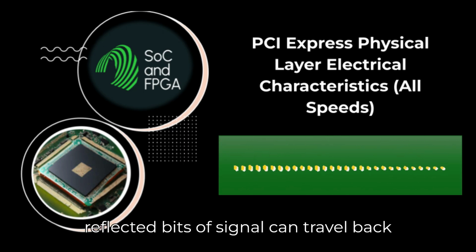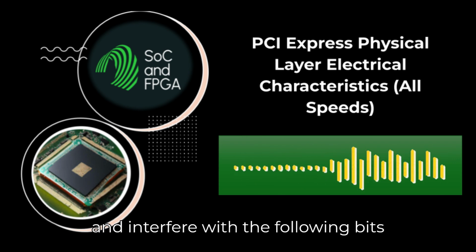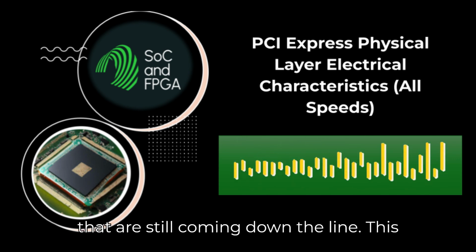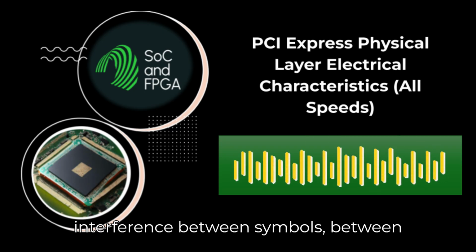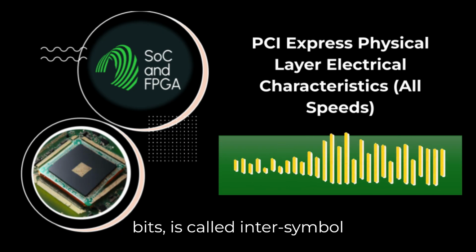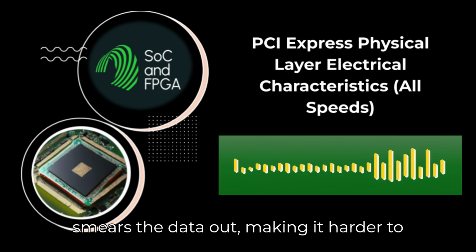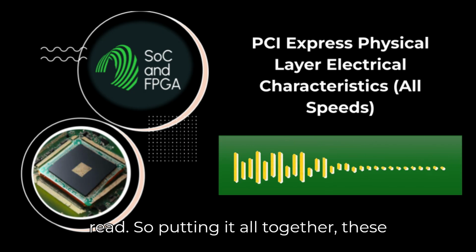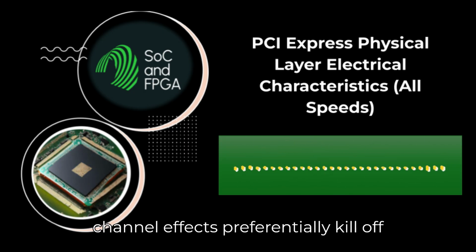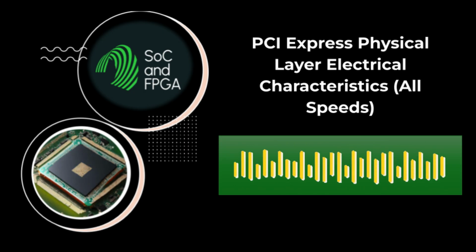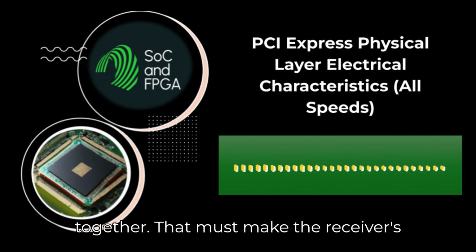Exactly. And these reflected bits of signal can travel back and interfere with the following bits that are still coming down the line. This interference between symbols, between bits, is called intersymbol interference, or ISI. It basically smears the data out, making it harder to read. So putting it all together, these channel effects preferentially kill off the high-frequency parts of the signal and cause echoes that blur the data bits together.